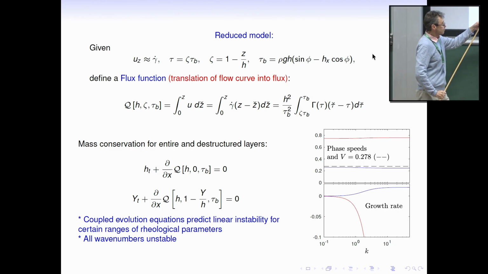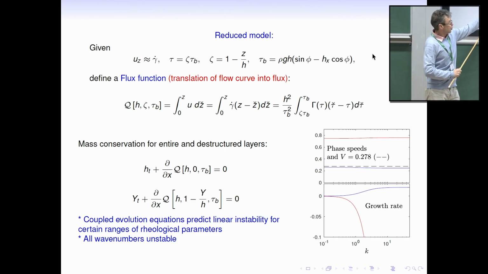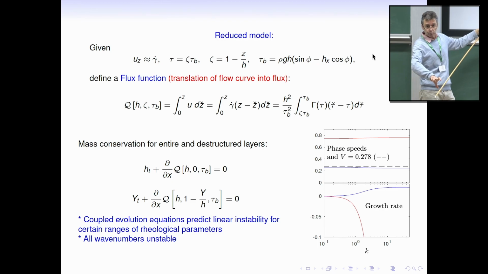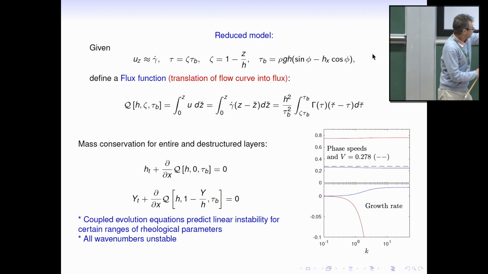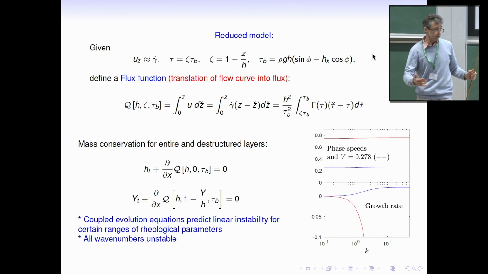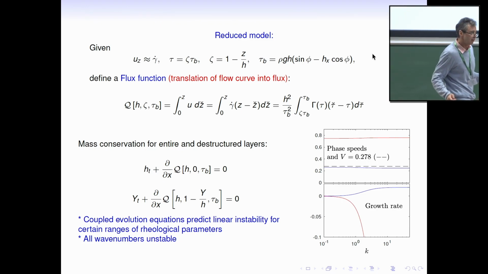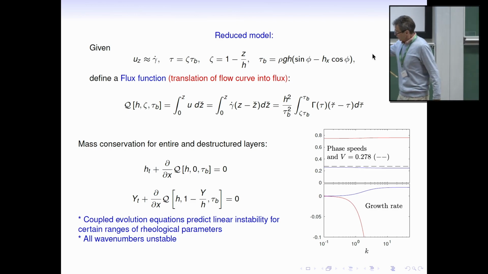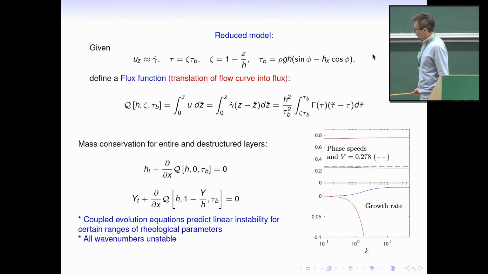But anyway, then I can come up with some evolution equation for what should happen. It's basically just mass conservation for either the total layer or for the layer at the bottom, the destructured layer. So h is the full depth, h is the depth of the layer underneath, and they've got their own fluxes through there. It's the same flux function. But anyway, you've now got a pair of evolution equations in this inertialess limit. There's some simple mean flow state. Linear perturbations to that state can easily be explored in this pair of evolution equations.